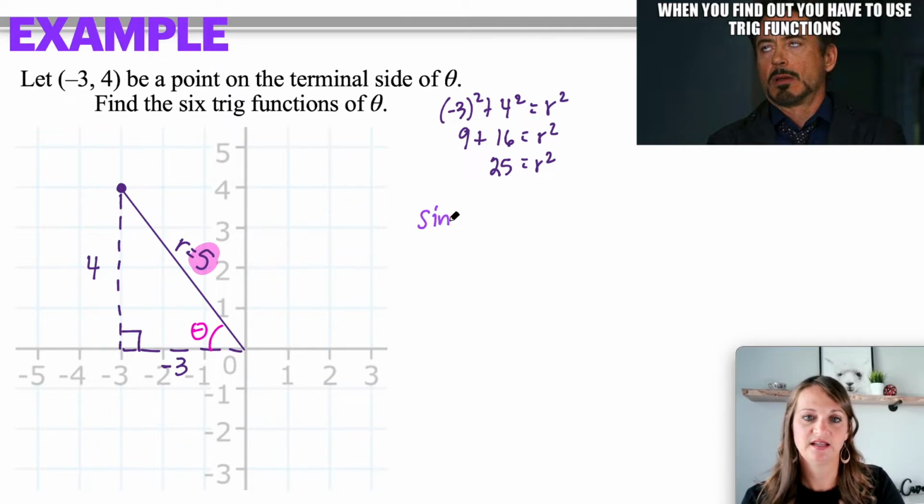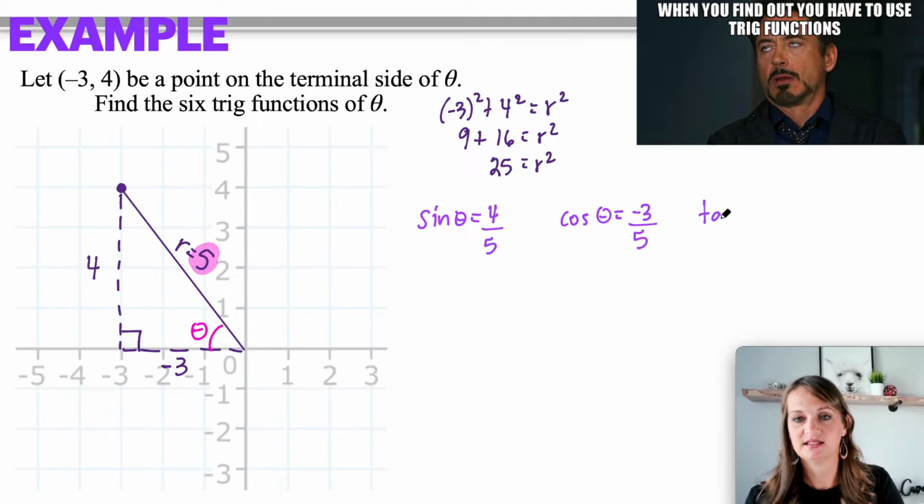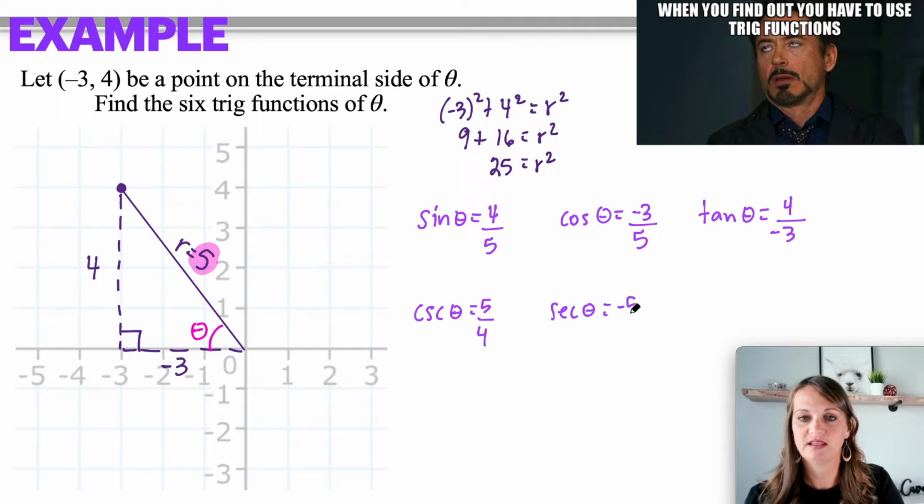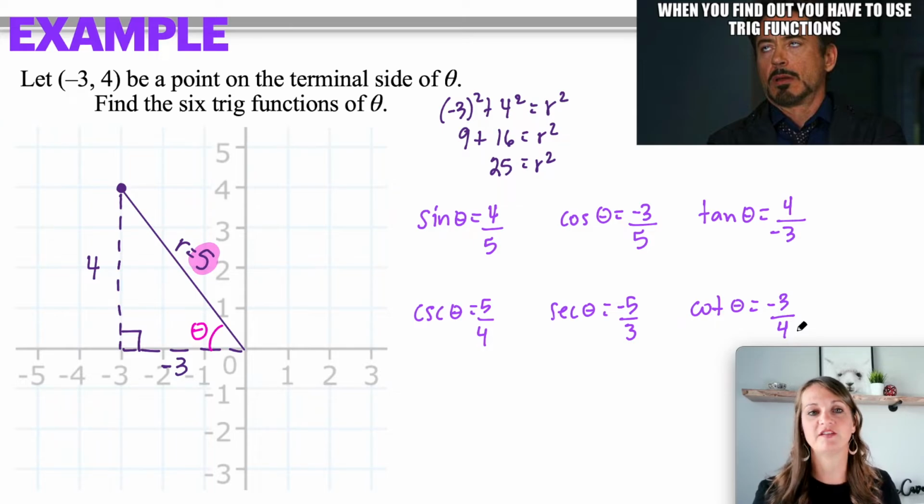So the sine of theta is the opposite over the hypotenuse. Cosine of theta is the adjacent over hypotenuse. And tangent of theta is going to be the opposite over adjacent, which means cosecant is going to be the reciprocal. Secant is going to be the reciprocal. And cotangent is going to be the reciprocal. And we have now found all 6 trig functions of theta.